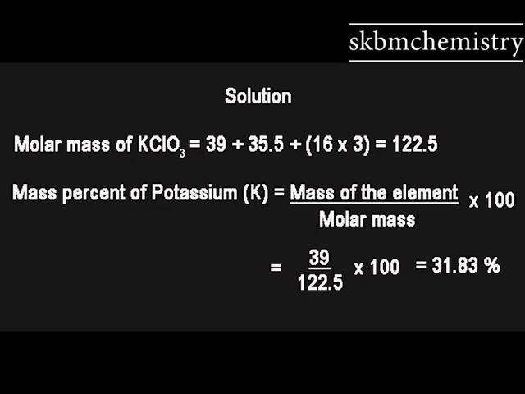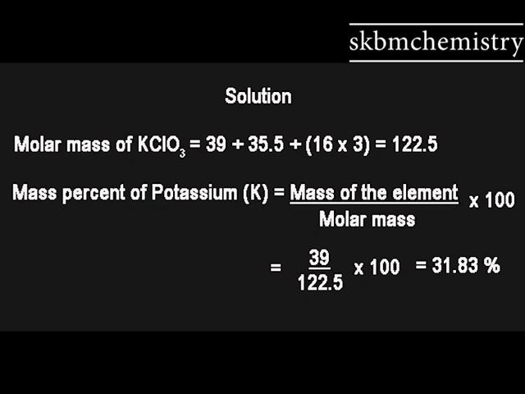We know that potassium chlorate contain one potassium atom, one chlorine atom and three oxygen atoms. So atomic mass of potassium 39 plus atomic mass of chlorine 35.5 plus atomic mass of 3 oxygen atoms, so 16 into 3, and altogether you will be getting the value 122.5. So the molar mass of potassium chlorate is 122.5. Out of that, potassium constitutes only 39 gram. So what is the mass percentage of potassium?